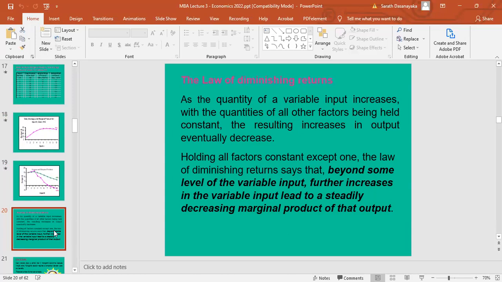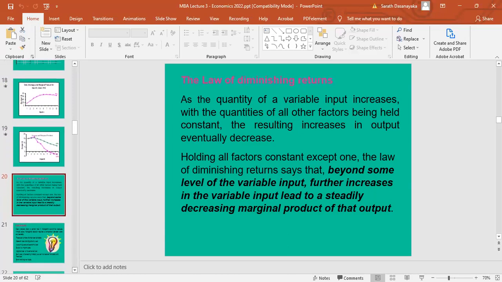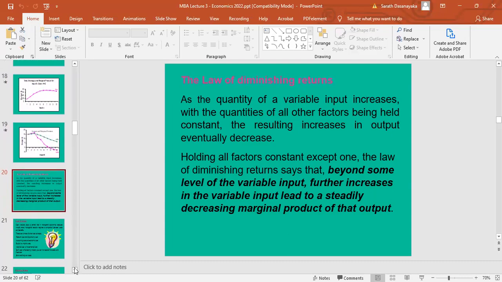Good example. Further explanation: holding all factors constant except one, the law of diminishing returns says that beyond some level of variable input, further increases in the variable input lead to a steady decrease in the marginal product of that output. By using the marginal product and average product, we can explain why the total product curve behaves that way. While we are doing the case studies, you will see in today's case study how the railway people are applying this concept to their work.